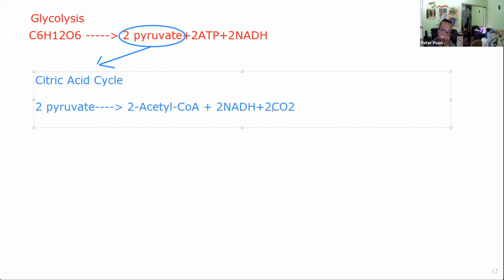The citric acid cycle has two little steps. In the first one, I'm going to take the pyruvate and break it down further, to acetyl-CoA. I get 2 NADHs out of it and 2 CO2s. These CO2s are what I breathe out when I exhale. The 2 NADHs, I'm going to use the same thing here. So now I have 4 NADHs. These NADHs are going to be very energetic, and we'll cash them in later.